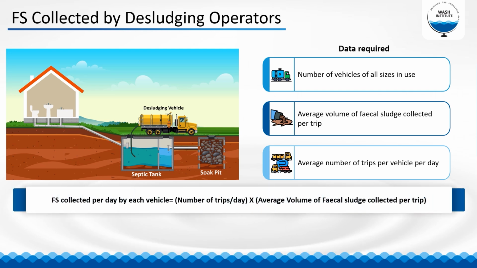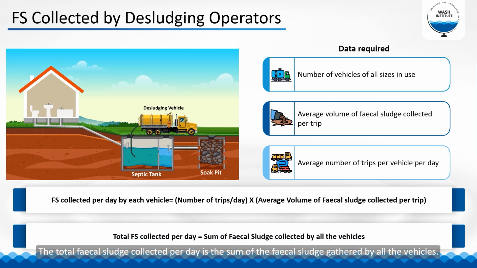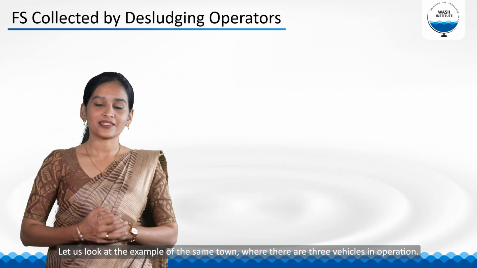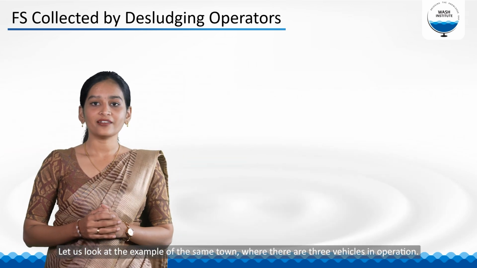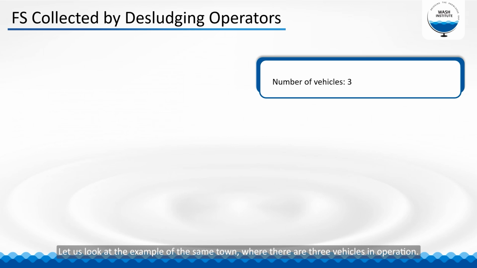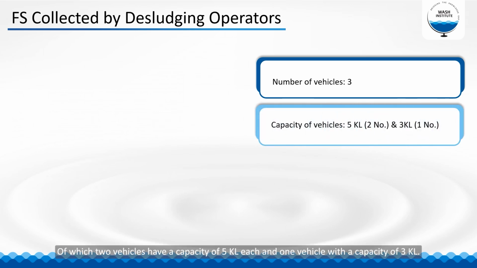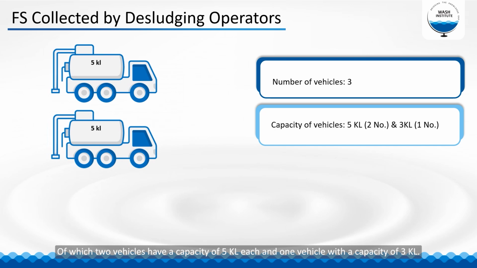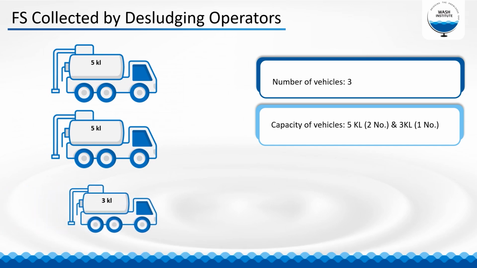The total fecal sludge collected per day is the sum of fecal sludge gathered by all the vehicles. Let us look at the example of the same town where there are 3 vehicles in operation, of which 2 vehicles have a capacity of 5 kiloliters each and 1 vehicle with a capacity of 3 kiloliters.